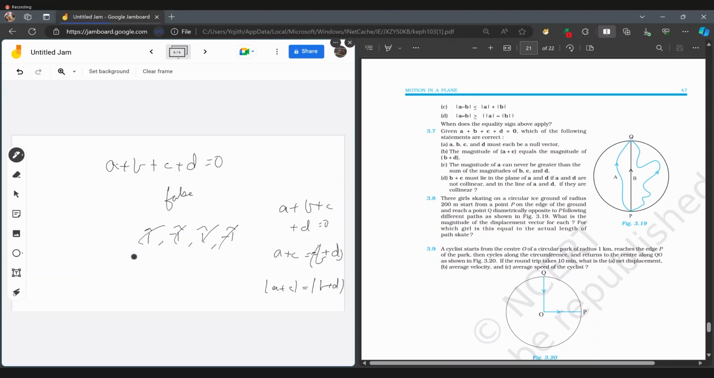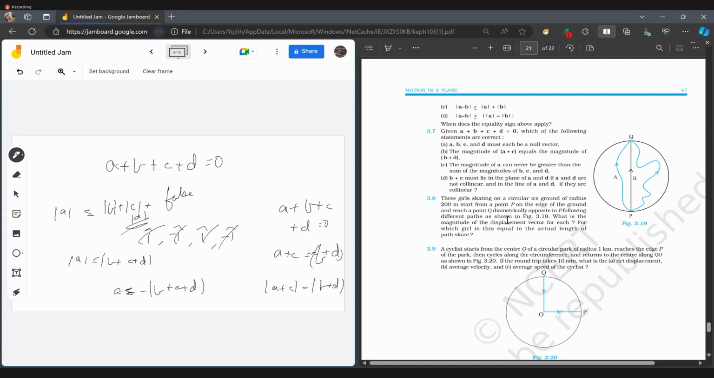Okay, next, the magnitude of A can never be greater than the sum of magnitudes of B plus C plus D. Okay, so let us see, A is equal to minus of B plus C plus D. ఇప్పుడు ఏమవుతున్నాను మనకి, mod of A is equal to mod of B plus C plus D. Okay, దీని mod of A is less than or equal to mod of B plus mod of C plus mod of D. Okay, hence C is true.